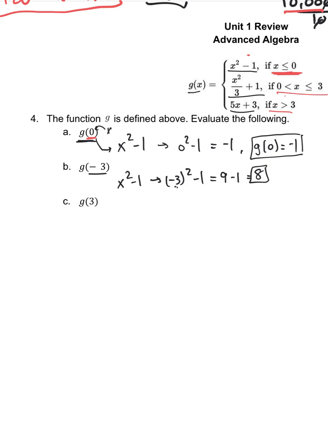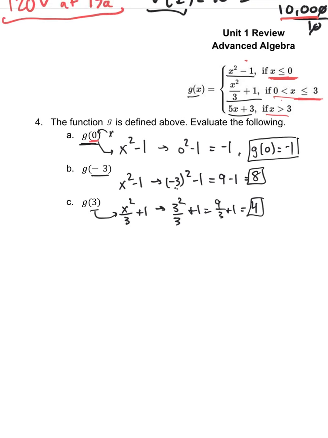And last one, g of 3. Again, be careful. I'm putting these ones right on the edge, just for tests. Sometimes they fall in the middle and they're easier. But 3 is x less than or equal to 3, so we are in this second expression, x squared over 3 plus 1. So now we plug in 3 for x: 3 squared over 3 plus 1, which equals 9 over 3 plus 1, which equals 4. Okay, there you go. Function evaluation for a piecewise.